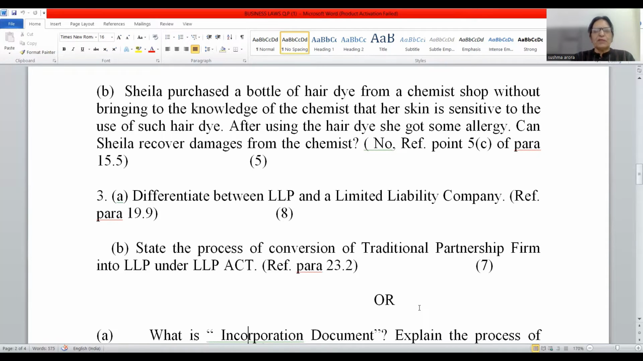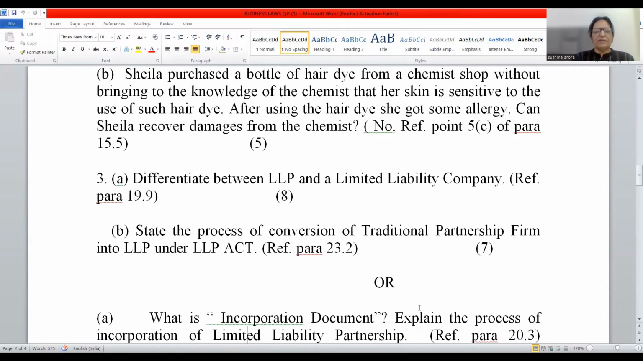B part is state the process of conversion of traditional partnership firm into LLP. For this, you refer to my book, chapter number 23. What is the meaning of conversion? First of all, you write this. When is the traditional partnership firm eligible to be converted into LLP? Then what are the various steps involved? There are 7 to 8 steps involved. All those steps you write along with the explanation and try to get full marks, 7 out of 7.